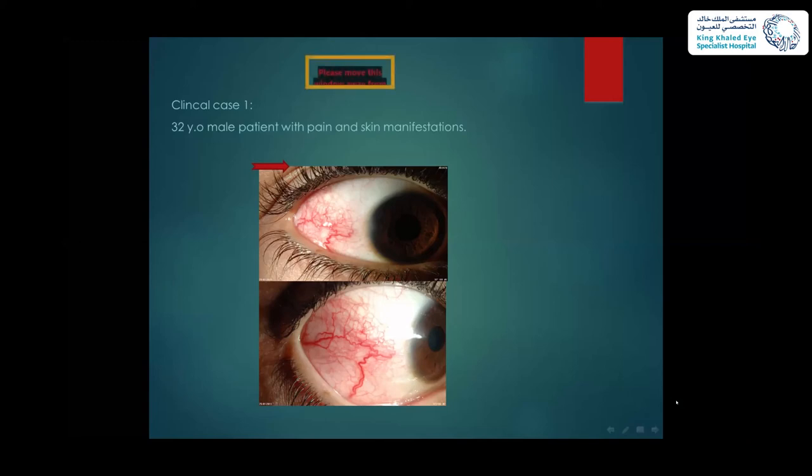Okay, that's good. This is what we did: give him a steroid, and after a while he had a recurrence, so we had to use methotrexate, and he is holding without any problems for the last couple of years. Thank you, Dr. Manar.